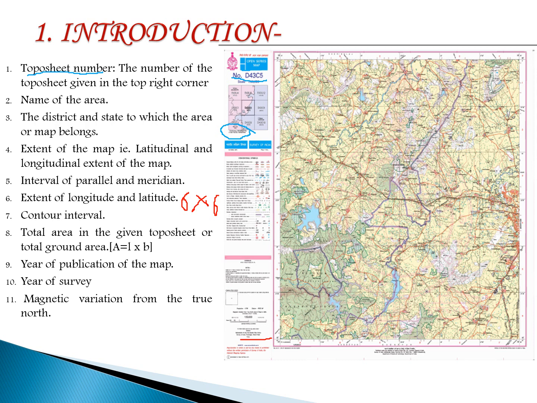Then the total area of the given topo sheet, you have to calculate the total area. It is very easy. The formula for area is length into breadth. How will you calculate the total area of this map? First you have to calculate the length. With the help of a scale, you can just measure the distance of any one grid, okay. Suppose this comes to 8.5 centimeters on the scale.